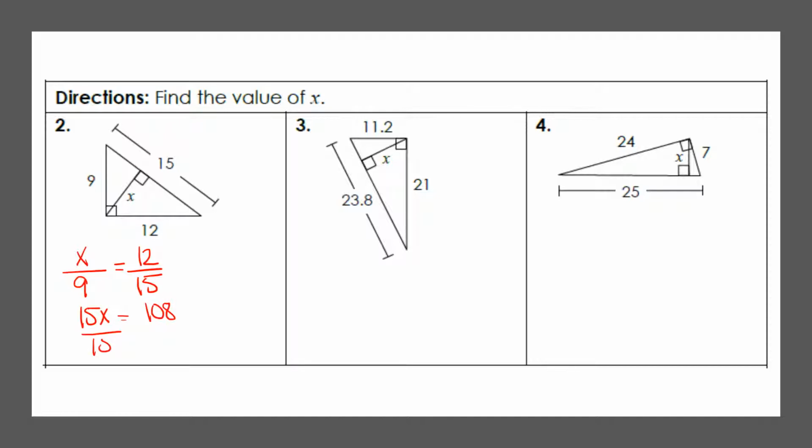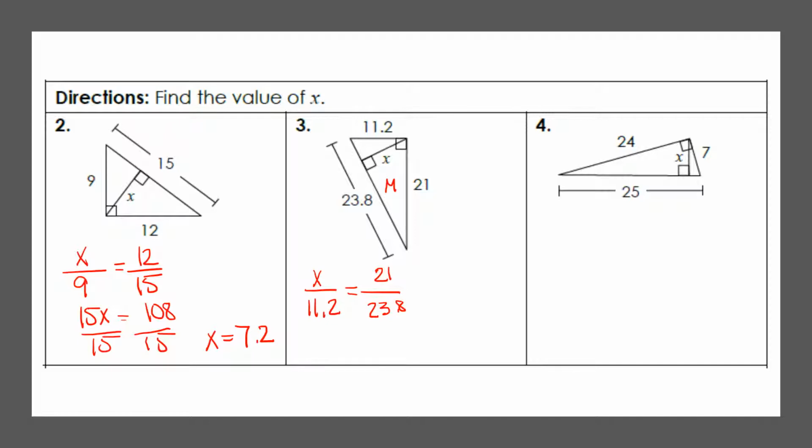And then if I divide by 15, I am going to get a decimal. So 108 divided by 15, I get that x is 7.2. If I worked on problem 3, again, I'm going to work with the medium triangle and I'm going to work with the large one. So if I do short side over short side, so x over 11.2 equals hypotenuse of the medium triangle 21 over hypotenuse of the large one 23.8.